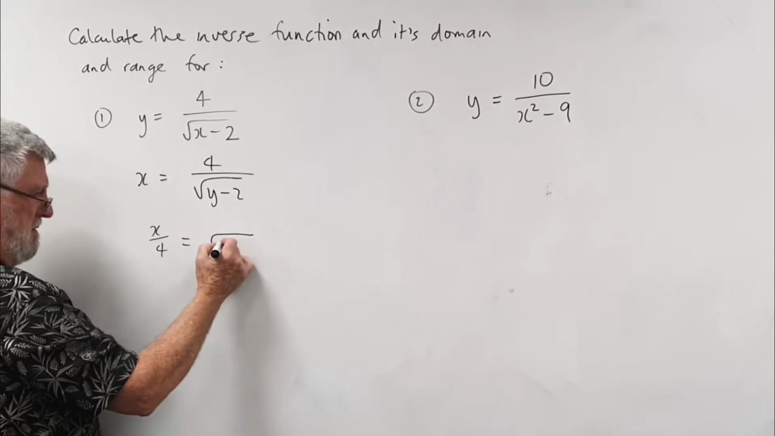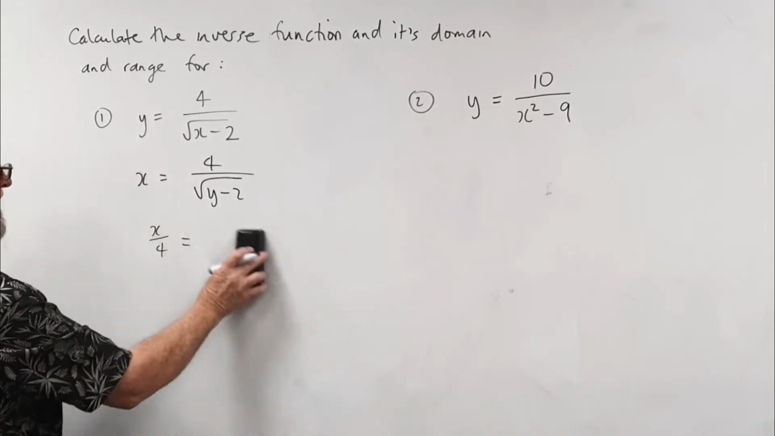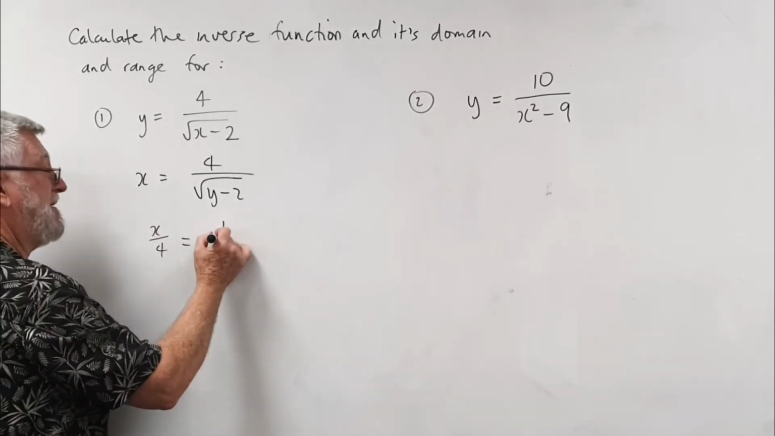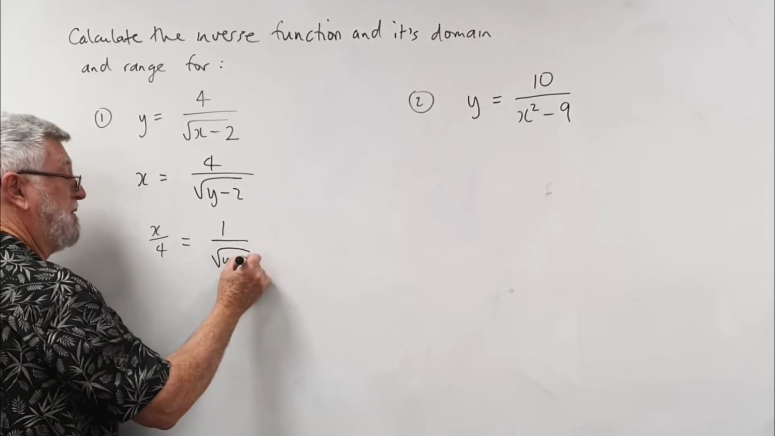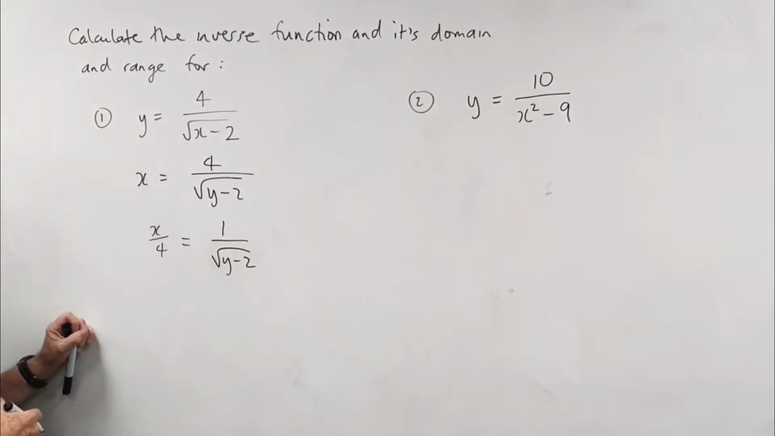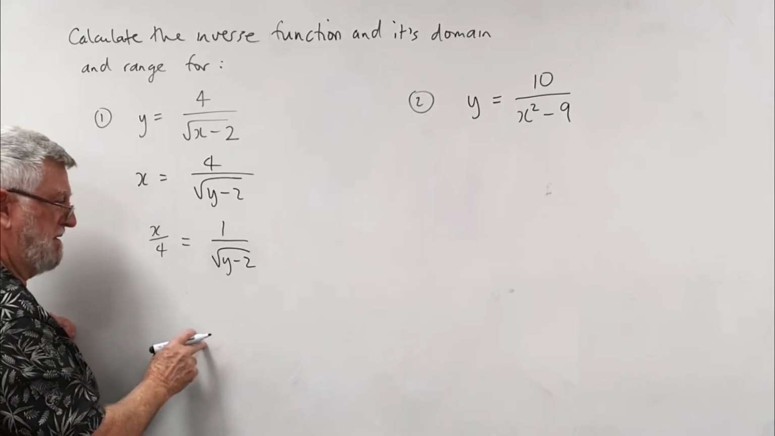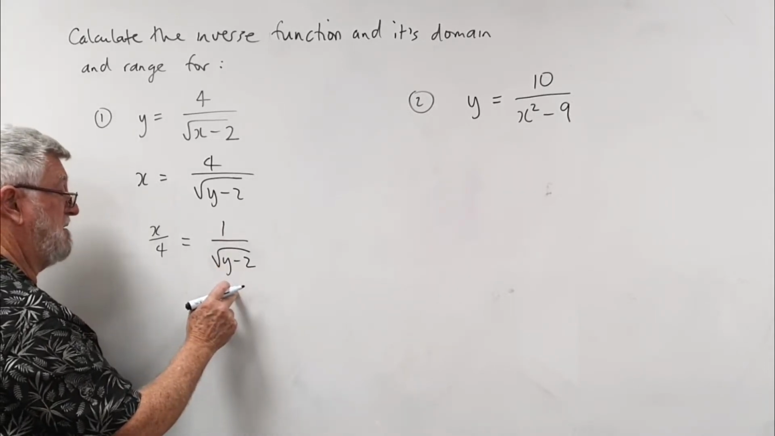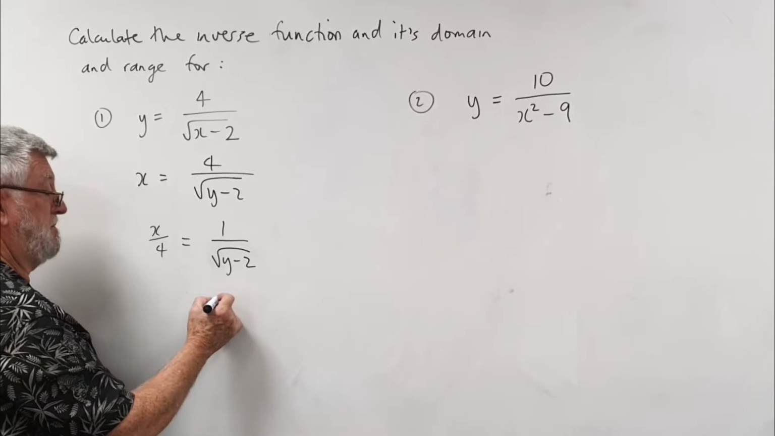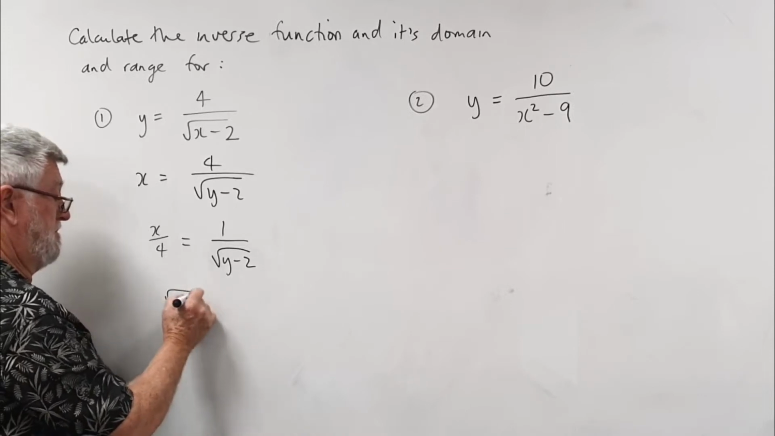Oh, 1 on root y minus 2. There we go. I'm waiting for it. So I'm going to connect with your brain and see what your brain does before I criticise you. Okay, so then you can just flip. So you didn't need to divide x by 4. That's right. So you just flip. So now you'd have root y minus 2 equals 4 on x.